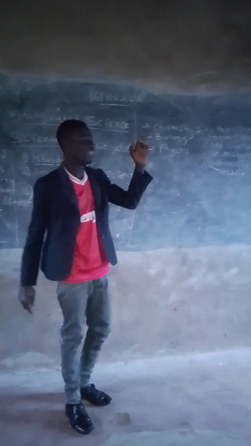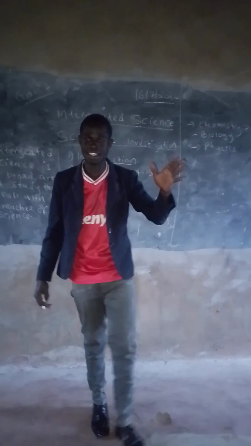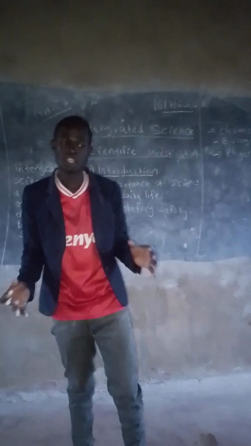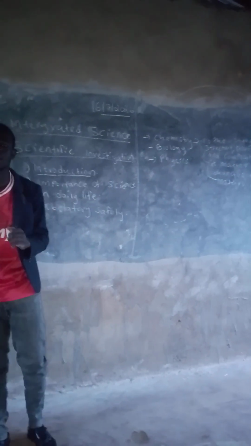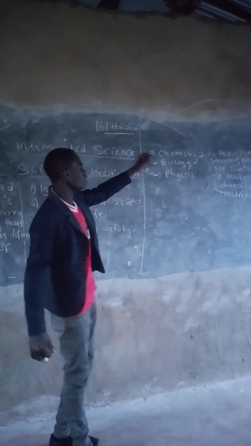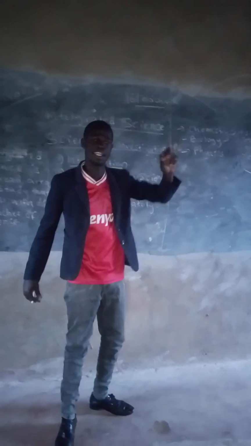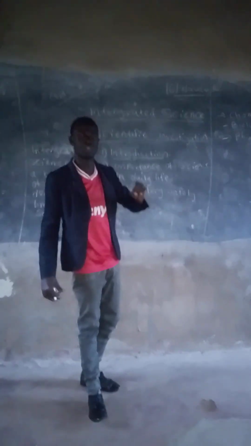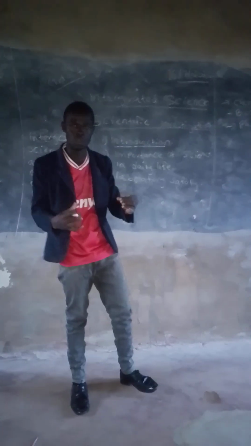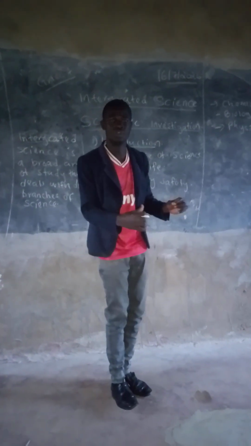Biology is the study of living things and their environment. So whenever we come across a strand dealing with living things and their environment, it's all about biology. It only studies living things and environment. Plants and animals have characteristics that show that these are living things.